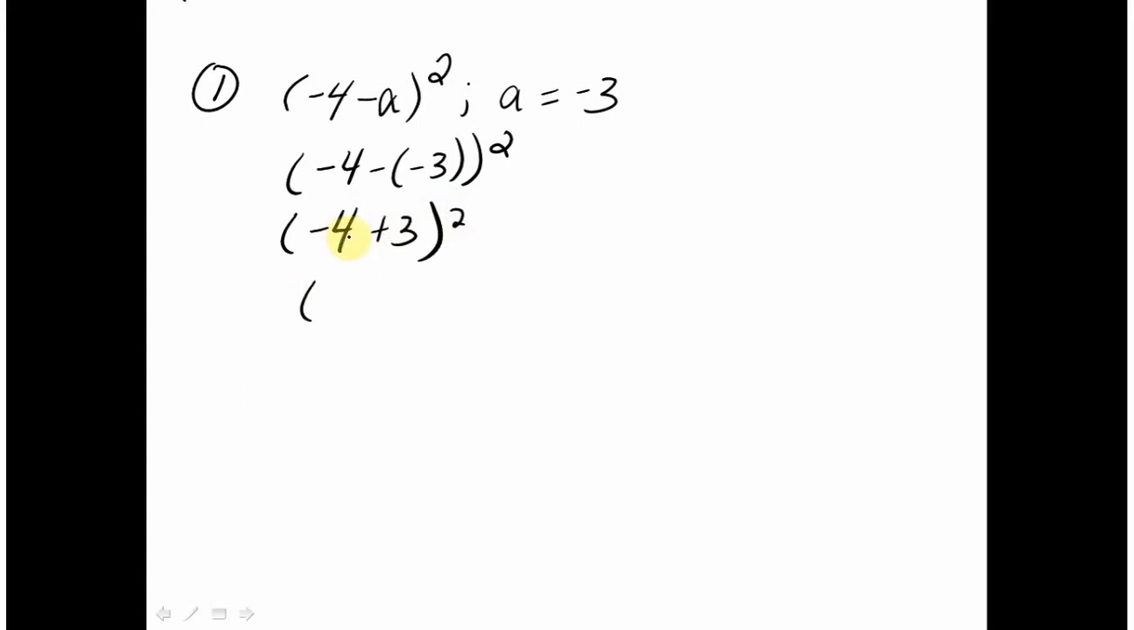Now once we have that, we're going to take negative 4 and 3, we're going to add those together, and since I have one more negative than I do positive, that becomes negative 1. It's important here that I keep that negative 1 inside the parentheses though, because when I square it, this becomes negative 1 times negative 1, which is positive 1 for my answer.